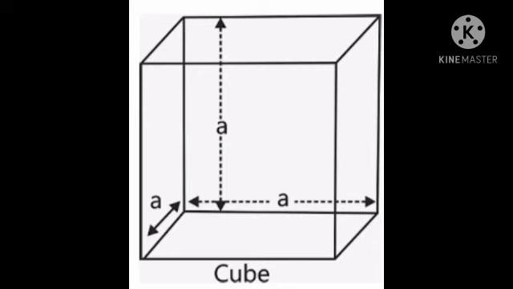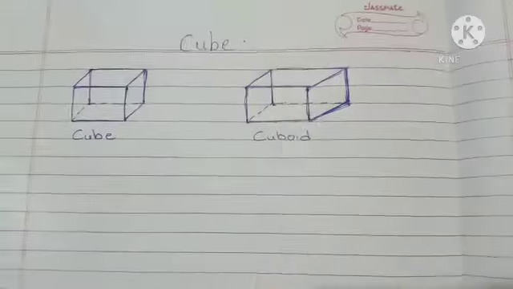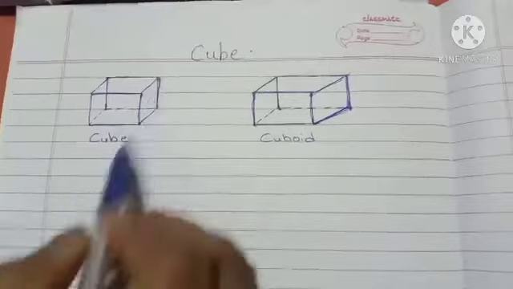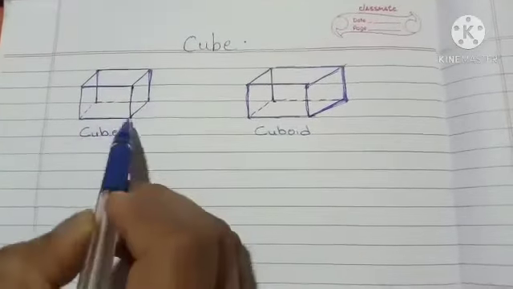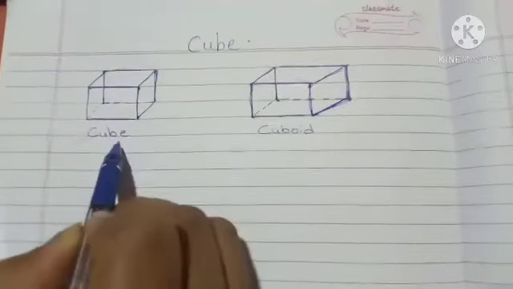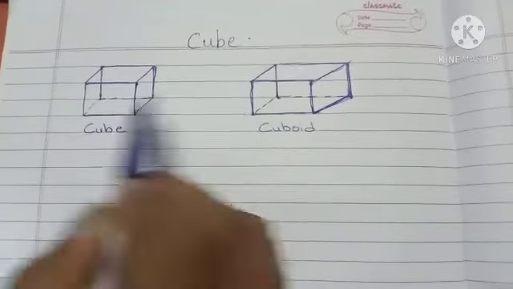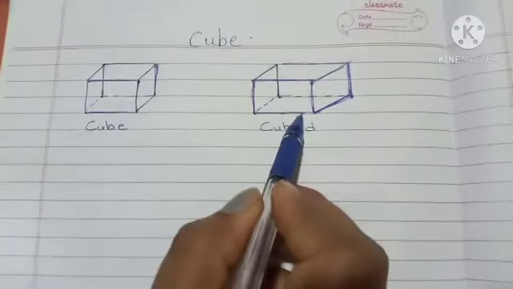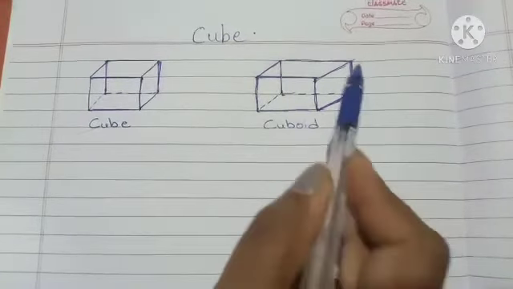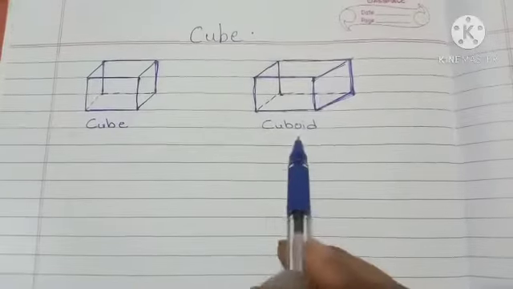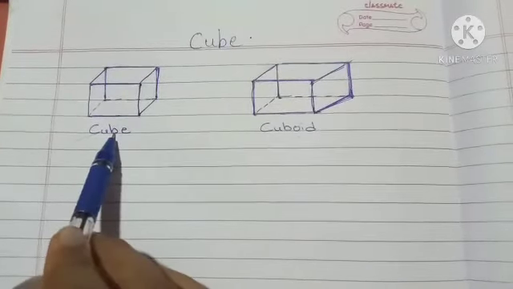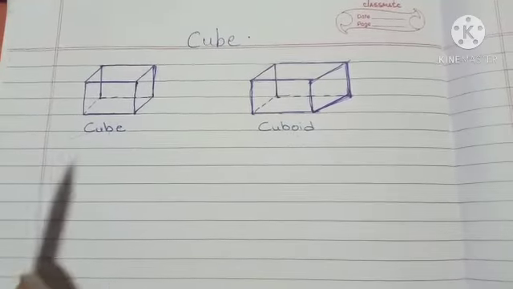As you can see on the screen, this is how a cube looks. Now this is a cuboid and this is a cube. Can you see these two images? Yes, they are the same. But the basic geometrical shape for cuboid is rectangle and the basic geometrical shape for cube is square. That's the only difference.